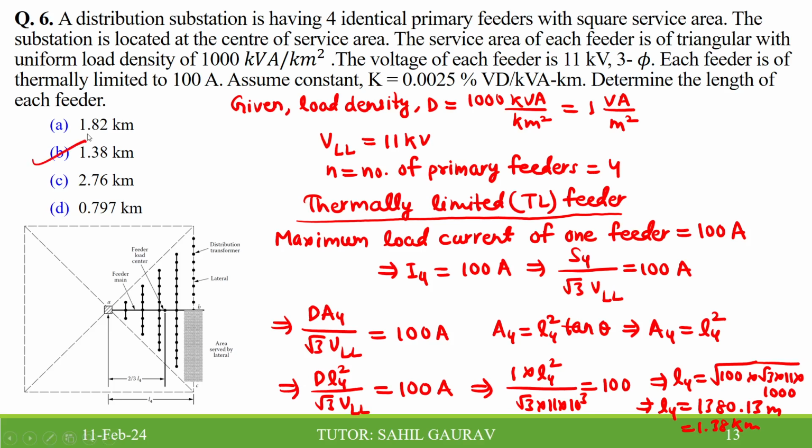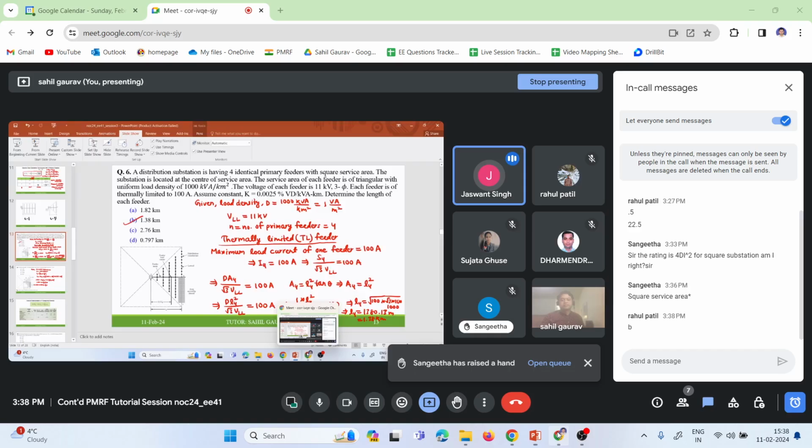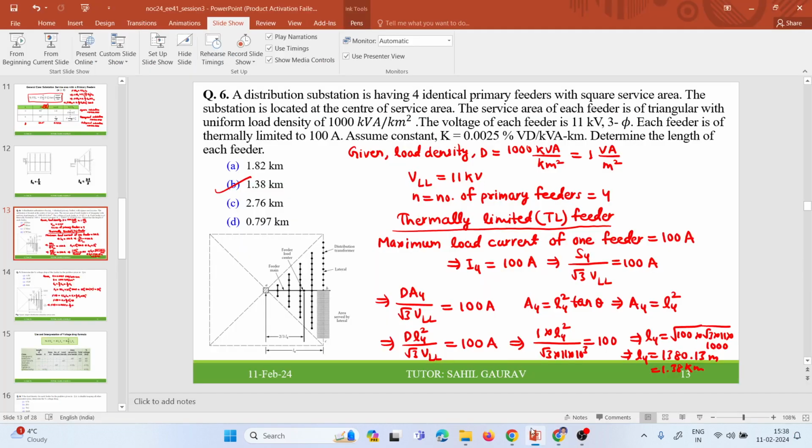Any doubt in this problem? Sir, please can you repeat about this load density that you converted? I thought it's supposed to be 1000 VA per square meter.